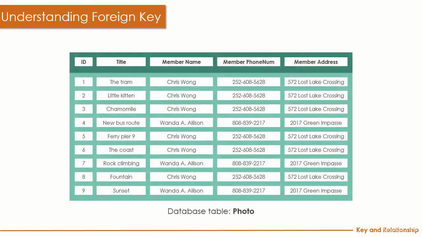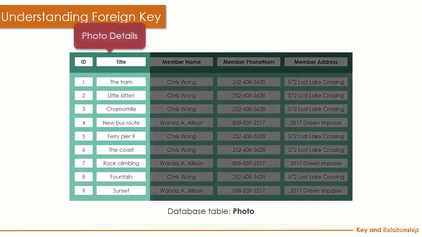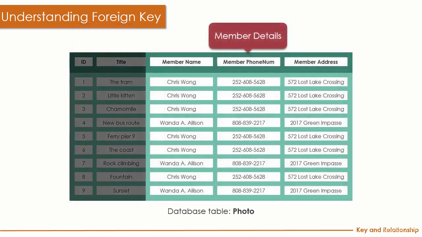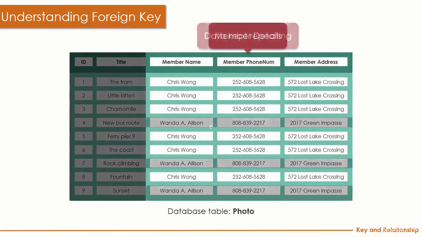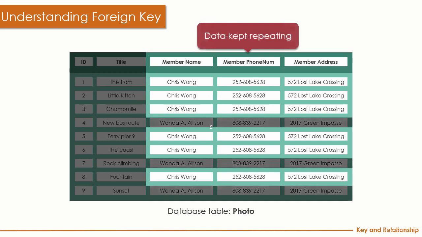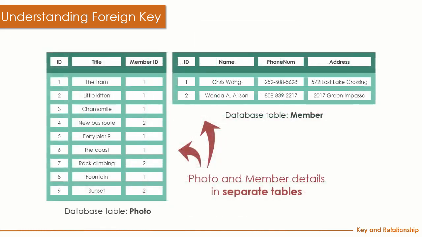Let's take a look at an example. Here is the photo table we designed at the very beginning. You see we have the photo detail, the ID, and the title of the photo. And on the right hand side of the table, you see the member detail. We find that the values keep repeating. You see Chris Wong repeats so many times. Then we decided to split into two tables. One is the photo table with the ID and the title, and the member table with the name, phone number, and address.